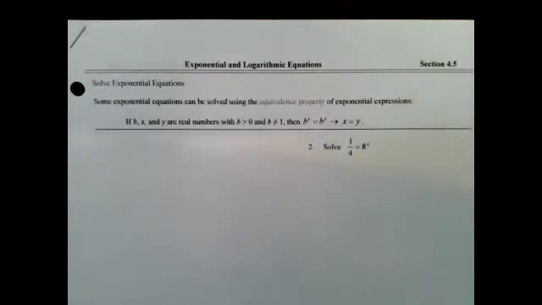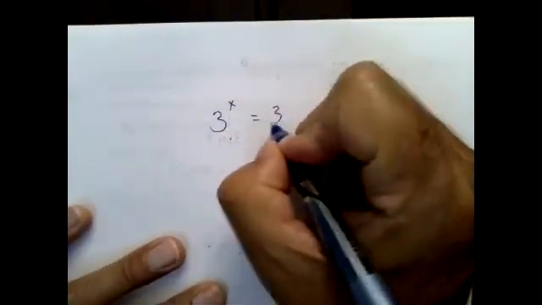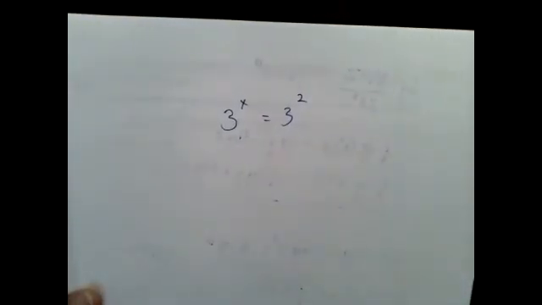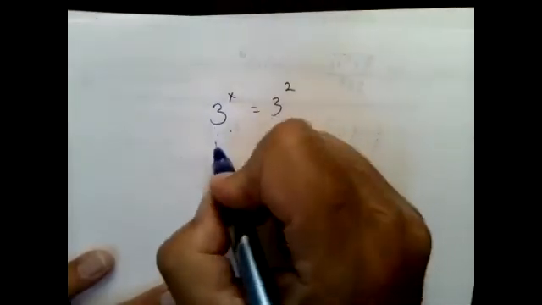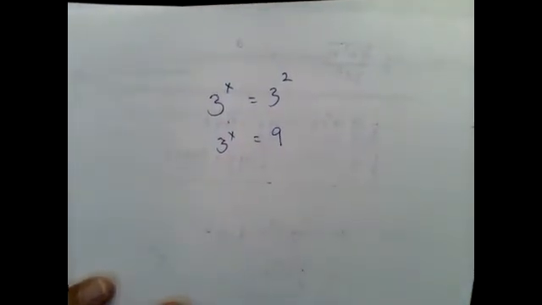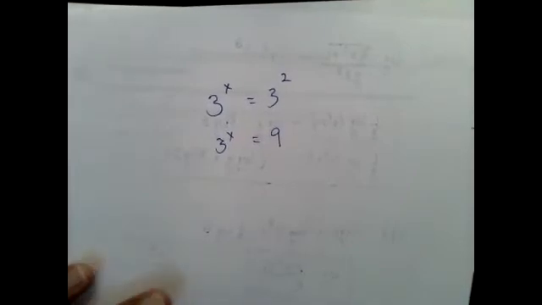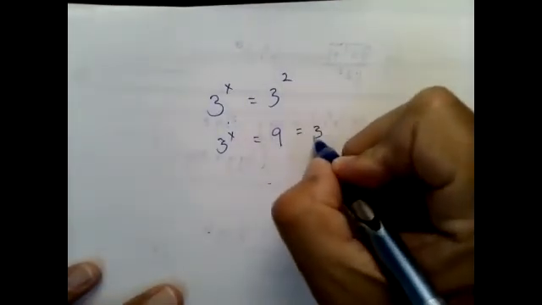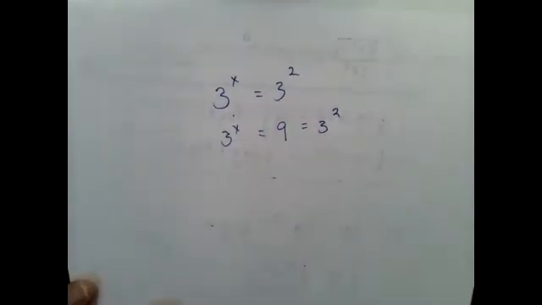Today, we're going to get ready to start section 4.5. I'm going to do this. 3 to the x equals 3 squared. What is x? x equals 2. Yep. 3 to the x equals 9. What is x? Again, it's going to be 2 because that's 3 squared, right?